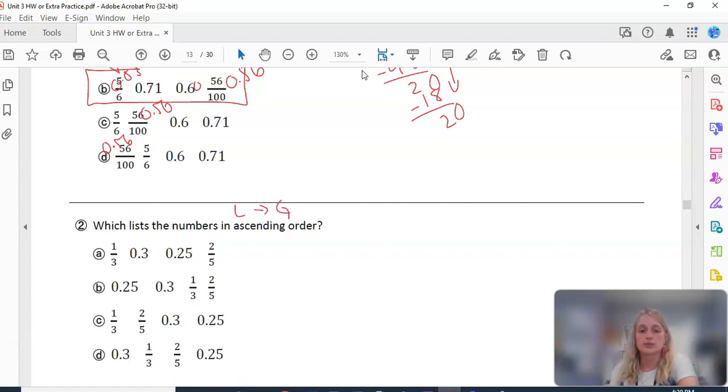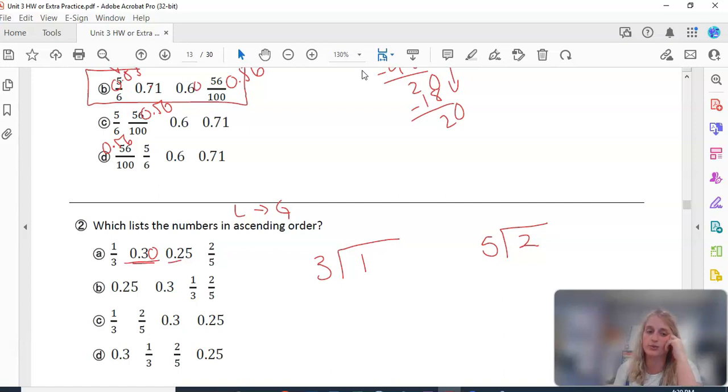Change your fractions to decimals. You're going to do 2 division problems, 1 divided by 3 and 2 divided by 5. I recommend making them all in the hundredths place value, so having 2 numbers after your decimal for each of them, because you don't want to look at this and say, oh, that 3 is smaller than 25, because that's 3/10, and 3/10 is really 30 hundredths, and 30 hundredths is bigger than 25 hundredths. So once you have your 4 decimals, then you can compare them from least to greatest.